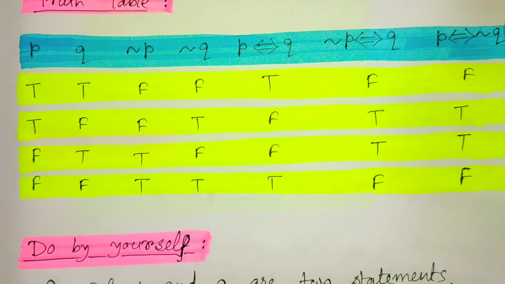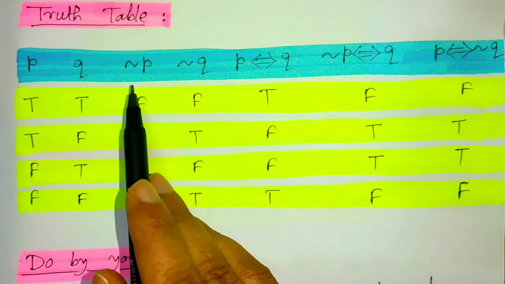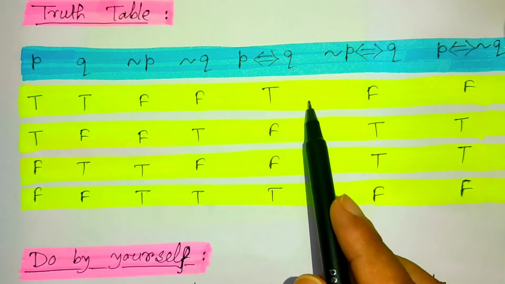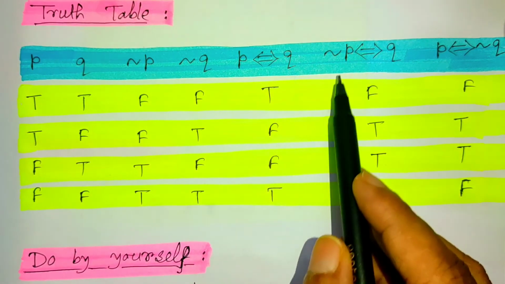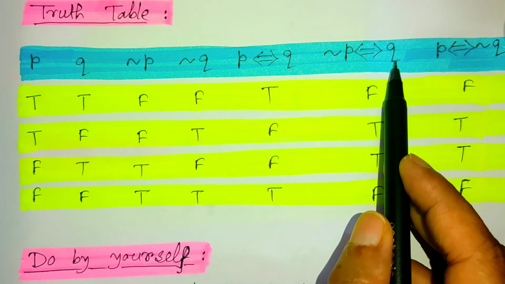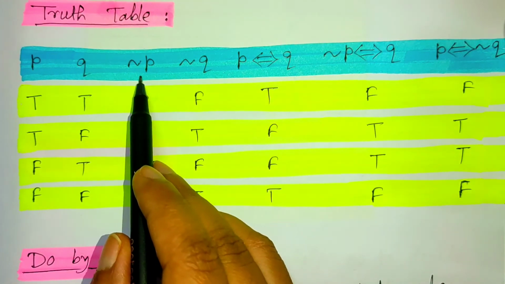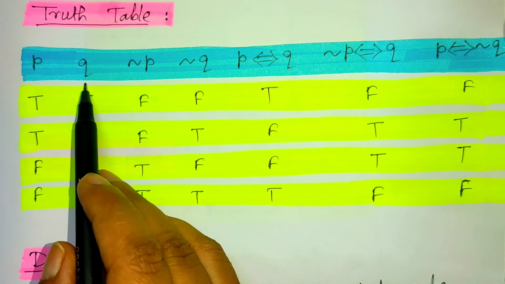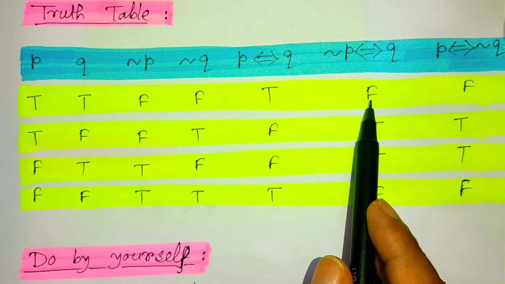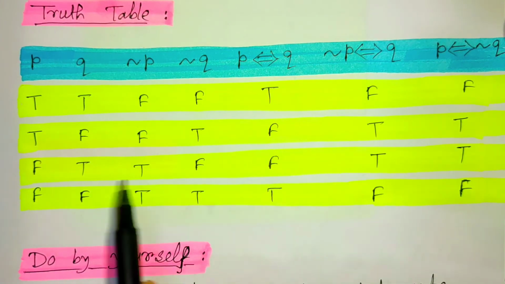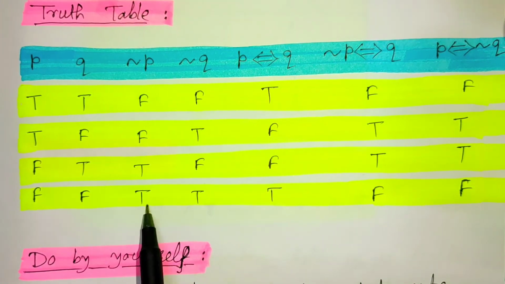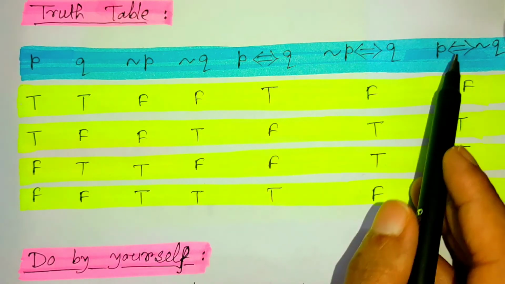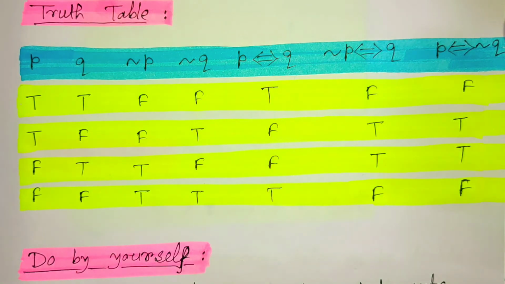So here P and Q are given, and not P and not Q are their negations. If it is P implies and implied by Q, then this is the output, and if it is not P implies and implied by Q, then what should be the output? Not P is this one, Q is this one. So when both are true, then only true; both are false, then only true. So here true false, so it is definitely false. False false means it should be true, then true true, again it is true, and false true, then it is false.